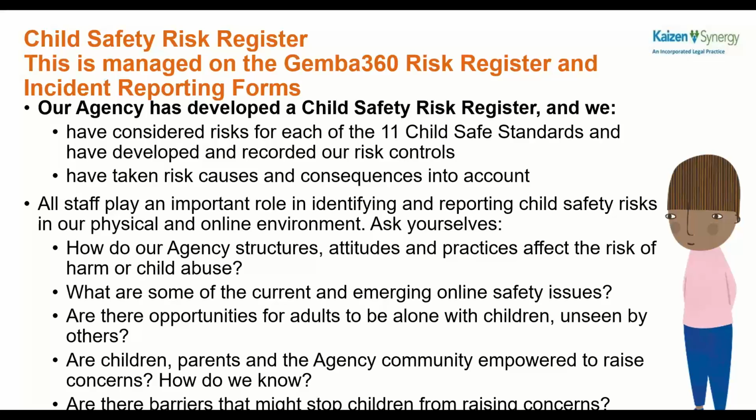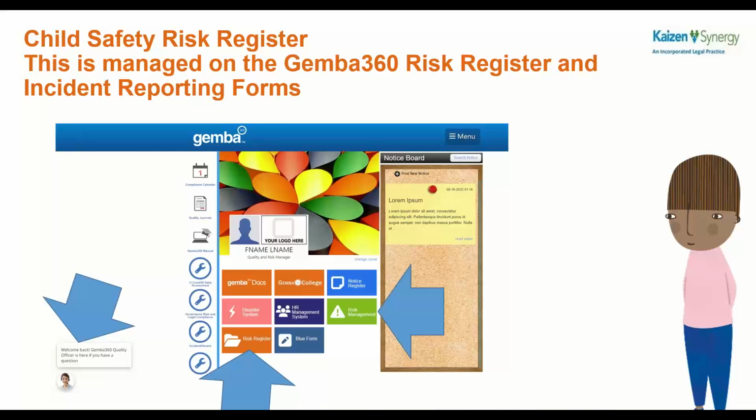Now, the Child Safety Risk Register is managed, as I mentioned, on the Gemba 360 Risk Register and your incident reporting form. You can essentially find this by going onto your Gemba dashboard, and this is just the demo version that we have in front of you. Quite simply, to lodge an incident or a hazard, you can go into the risk management and click on this button and report an incident. You may also find this same form located on the tools bar on the left-hand side of your dashboard.